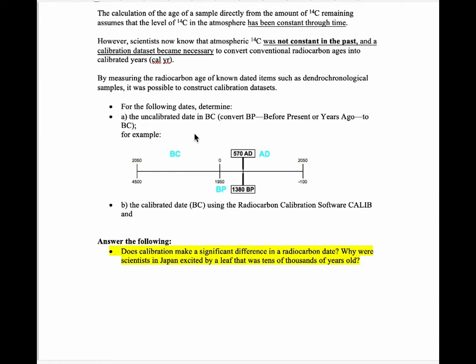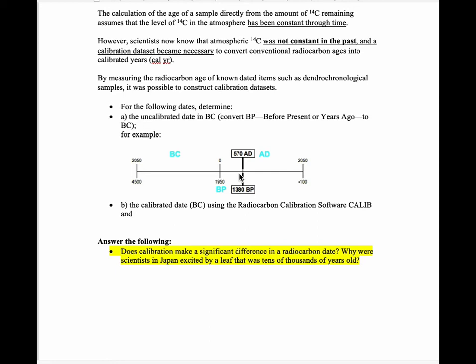Also, they tend to give you the date in what we call BP, not BC, right? BC are the calendar dates, right? Are the dates that we might see in the textbook. BP is before present. Essentially, it means years ago, right? Now, typically, we calculate years ago, when we're talking about radiocarbon dates, from 1950, when radiocarbon dating was developed, not from the present day.